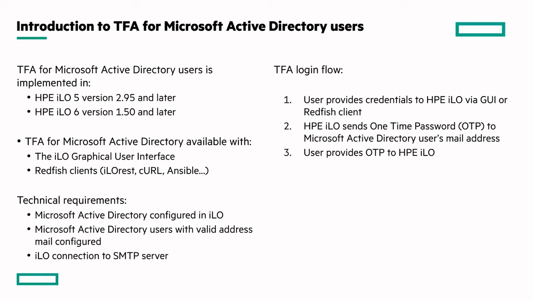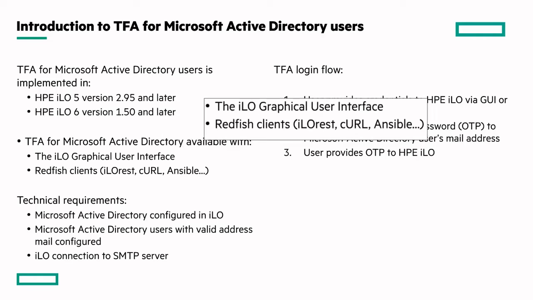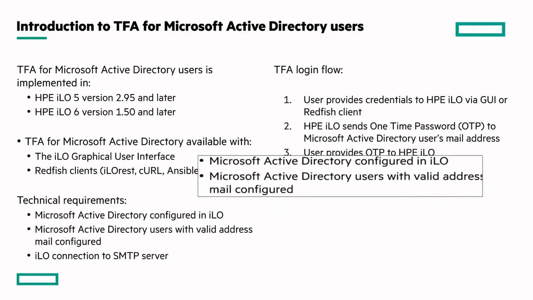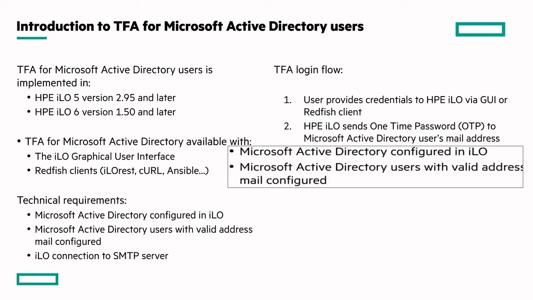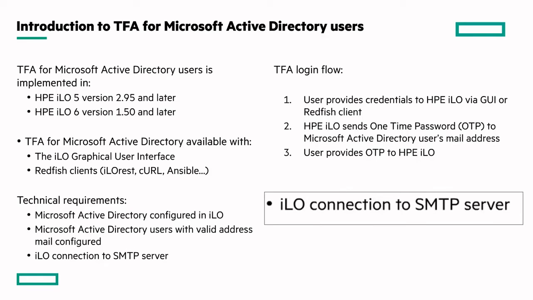The two-factor authentication of Microsoft Active Directory users has been implemented in iLO 5 version 2.95 and iLO 6 1.50. Users can authenticate with TFA via the iLO graphical user interface and via Redfish clients like HPE iLO REST, curl, or Ansible. Prior to enabling the feature, Active Directory has to be properly configured in iLO, and eligible users must have a valid mail address configured in the directory. Moreover, iLO must be properly connected to an SMTP server.